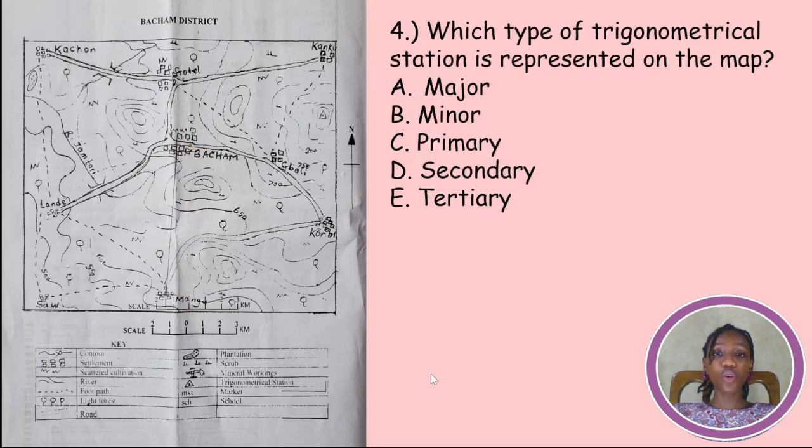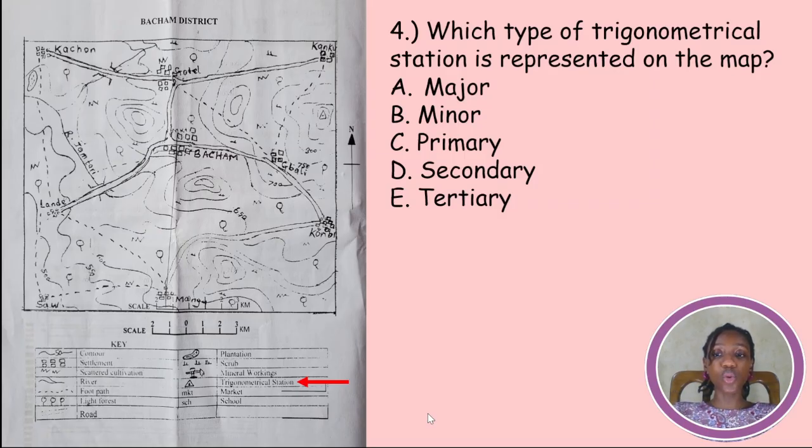Which type of trigonometrical station is represented on the map? Firstly, let's find the trigonometrical station before we start classifying it. So if we look at our map key, we can see the symbol for a trigonometrical station is a triangle with a dot inside it, and it usually has numbers written beside. A trigonometrical station is a marked point on the ground that helps surveyors to know the correct height and location of places when making maps. And it's usually denoted by a triangle with a dot inside, as we previously said.